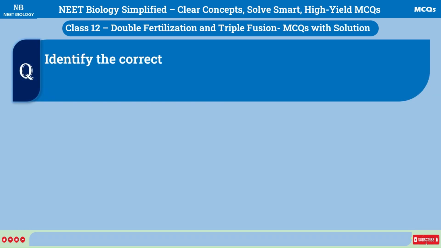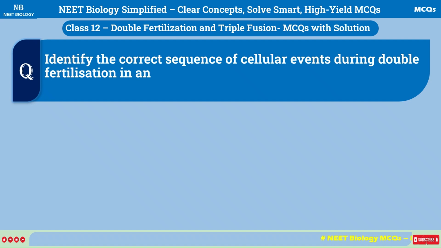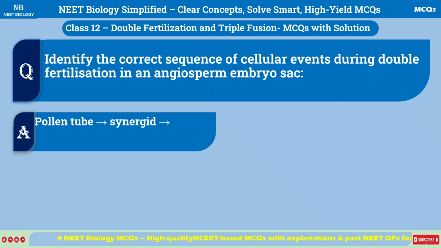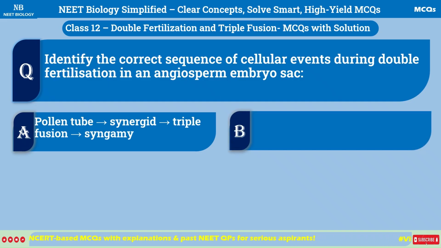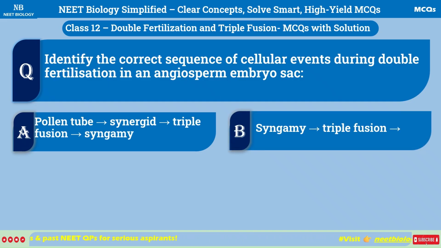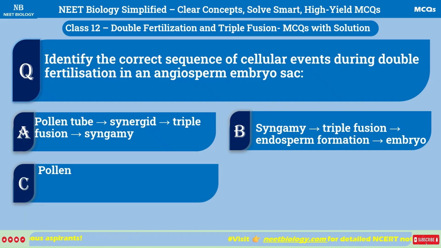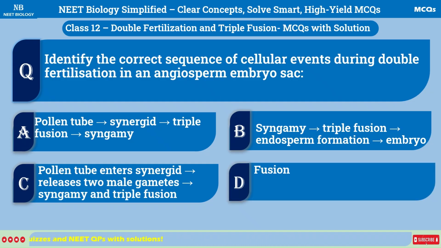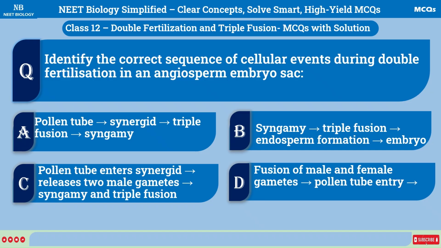Identify the correct sequence of cellular events during double fertilization in an angiosperm embryo sac. A. Pollen tube, synergid, triple fusion, syngamy. B. Syngamy, triple fusion, endosperm formation, embryo. C. Pollen tube enters synergid, releases two male gametes, syngamy and triple fusion. D. Fusion of male and female gametes, pollen tube entry, zygote formation.